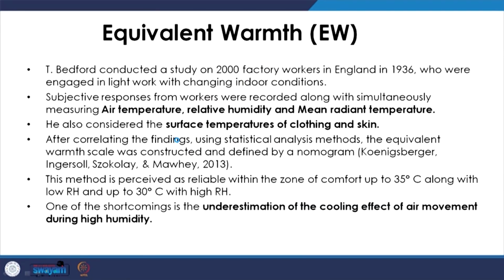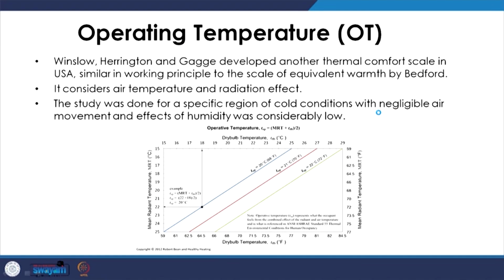Now, more research was happening and new indices were coming into place. Equivalent warmth was developed by T. Bedford in England in 1936. Here, for the first time, he considered the surface temperatures of clothing and skin. In some way the clothing and metabolic rate were brought in, but not in the units which we currently understand. It was only the surface temperatures of clothing and skin which were brought together. So, almost all the parameters, including environmental and personal parameters, were brought in.